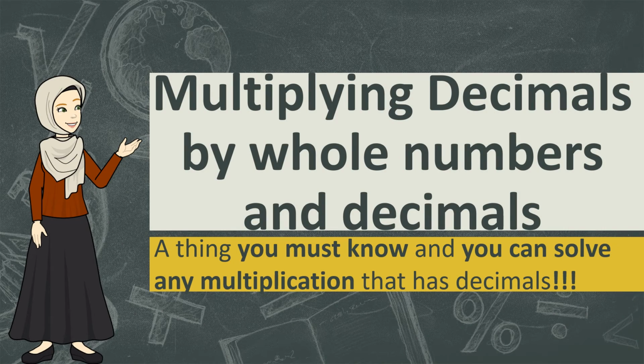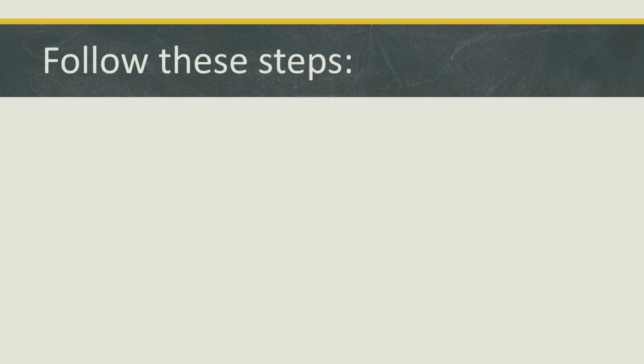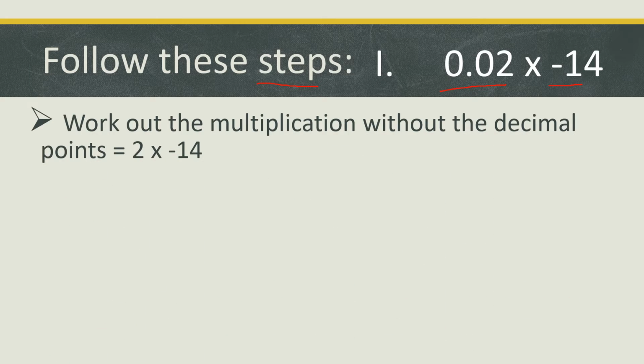Our topic is multiplying decimals by whole numbers and decimals. Let's solve this question. 0.02 multiplied by negative 14. But in order to solve this question, we need to follow some steps. First, we're going to multiply it without the decimal points.